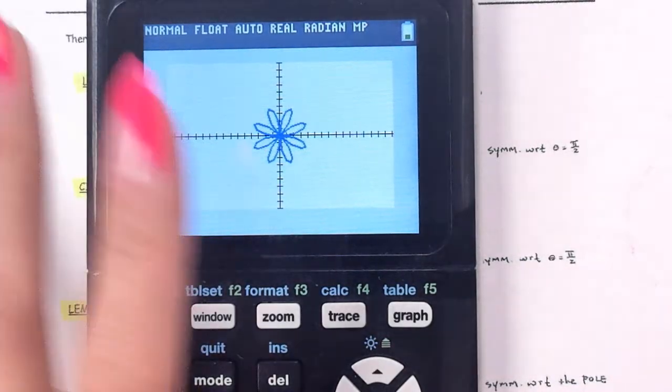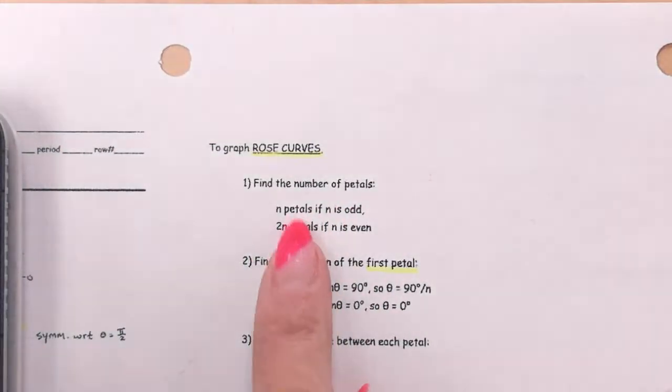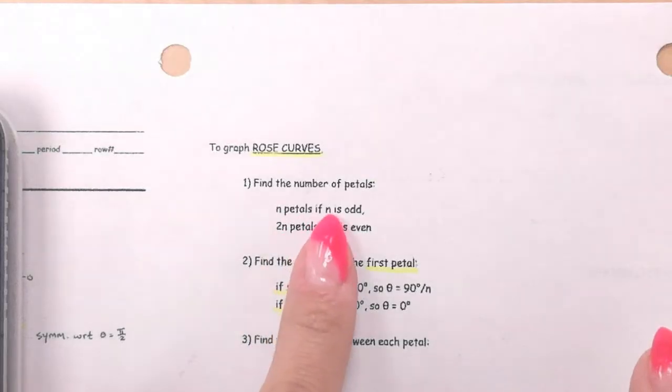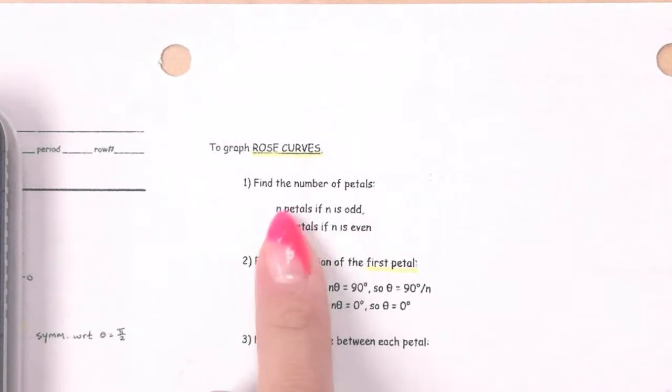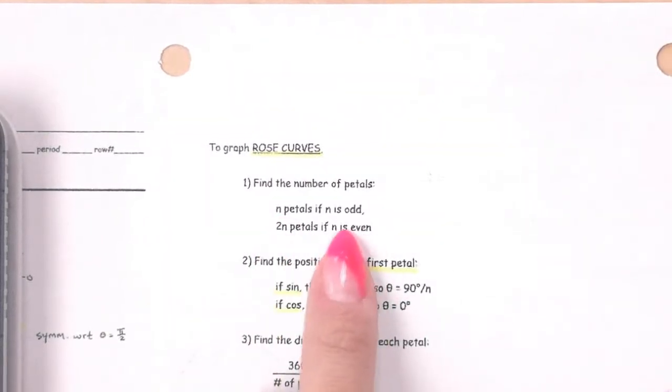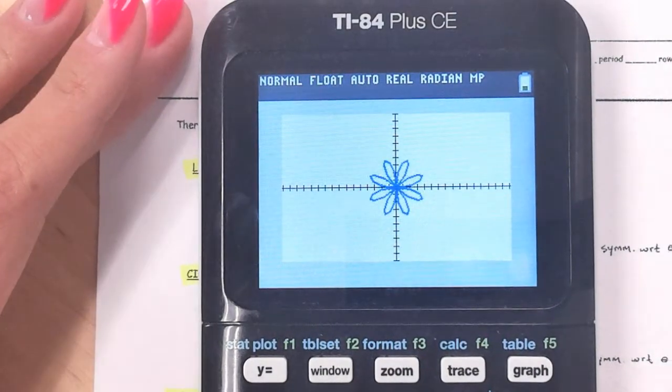So for rose curves, you have n petals if n is odd. So 3 theta gives you 3 petals. But then 2n petals if n is even. So 4 theta gives you 2 times 4, which is 8 petals. So there we go.